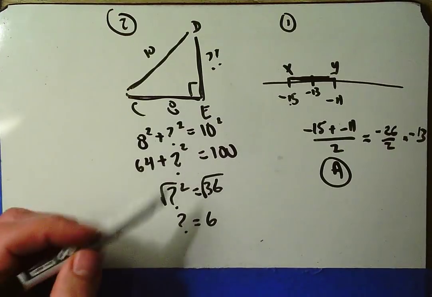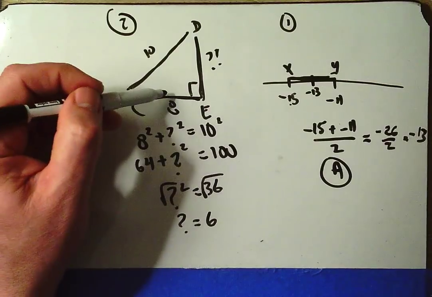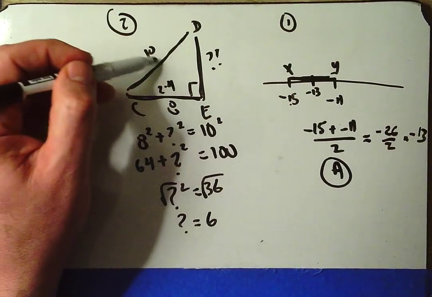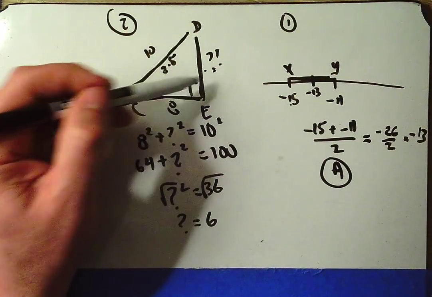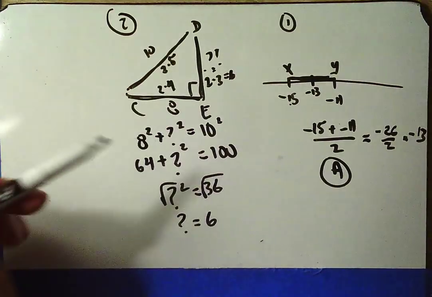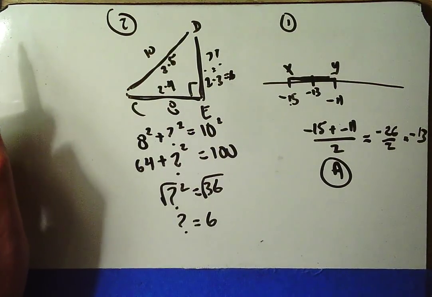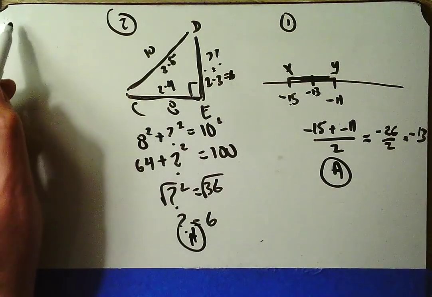This is a 3, 4, 5 right triangle. Well, it's a multiple of a 3, 4, 5 right triangle. 8 is 2 times 4. 10 is 2 times 5. And so this side, because it's a 3, 4, 5 right triangle, must be 2 times 3, or 6. All right, what was that? That was H. H for number 2.